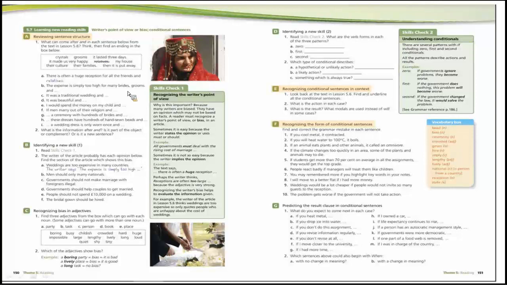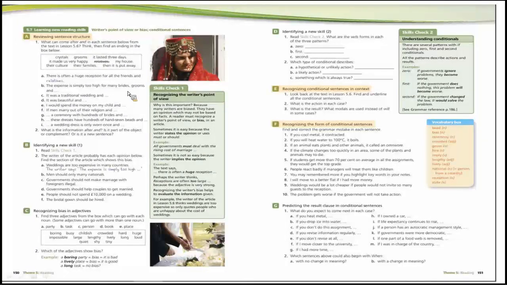Okay, let's move to the degree. Is it 0, 1, or 2? Two, right? Okay. So, how are you going to say it? Let's say it. Weddings would be a lot cheaper if people, say it. Past simple. If people didn't, excellent. If people didn't invite so many guests to the reception, right? This is hypothetical because they invite so many people, and this is something that he is not so happy about. If you go back to the article, right?